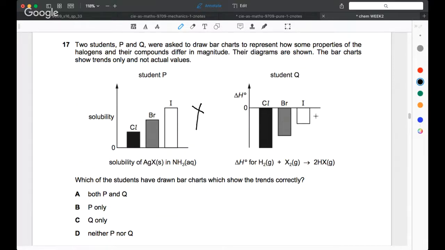So you remember the practical, the observation to distinguish between the three. This is not soluble and this is soluble, so this is not right. It's the other way around. What about student Q? They're saying that all of them are exothermic, and that this is the most exothermic.